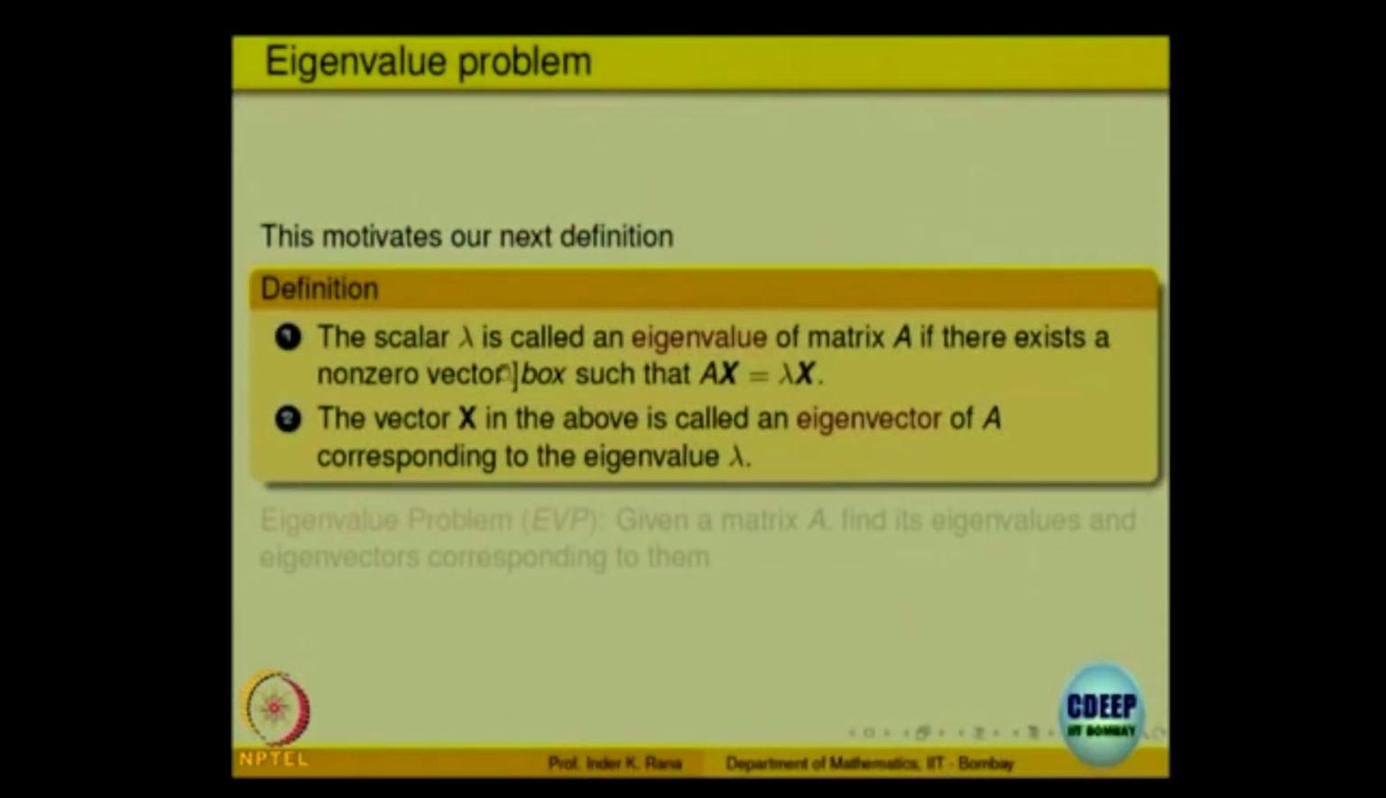A scalar lambda is called an eigenvalue if there exists a non-zero vector x such that Ax is equal to lambda x. Oh gosh, it is a typo. So if there is a non-zero vector which is scaled by the matrix A, then lambda is called an eigenvalue, and this vector is called an eigenvector for that eigenvalue.